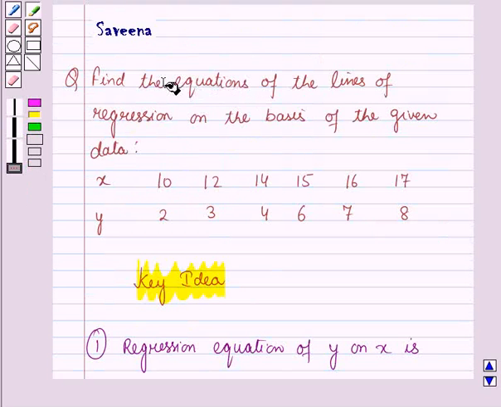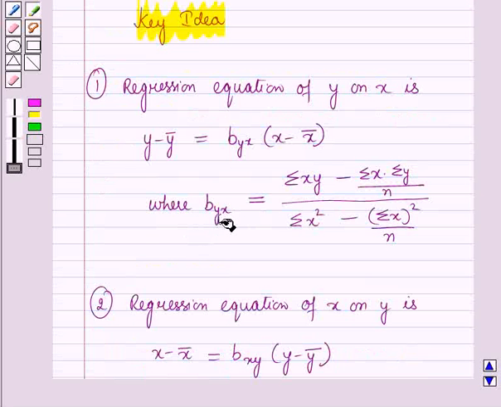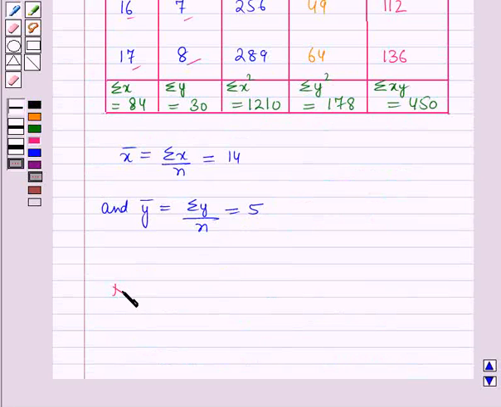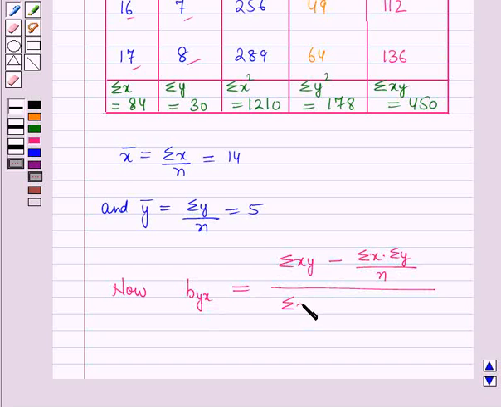Now in the question, we have to find the equations of the lines of regression. First of all, we will find the regression coefficients. So by using this result, we will find the regression coefficient of y on x. So the regression coefficient byx is equal to summation xy minus summation x into summation y over n, all upon summation x square minus summation x whole square by n.